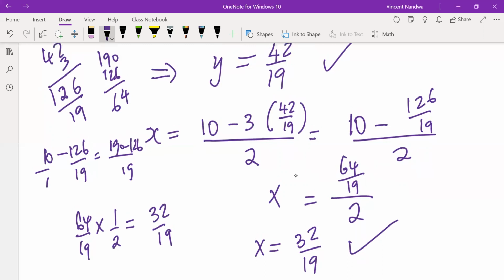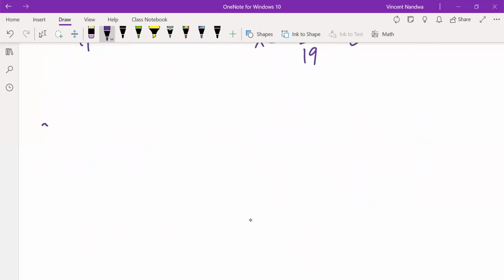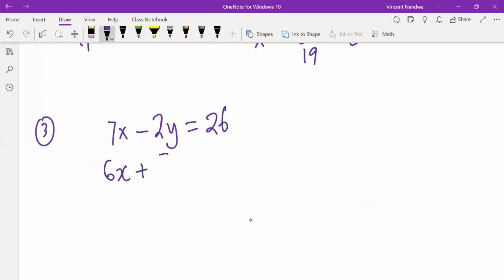Next example, number 3: we have 7x minus 2y equals 26 and 6x plus 5y equals 29.